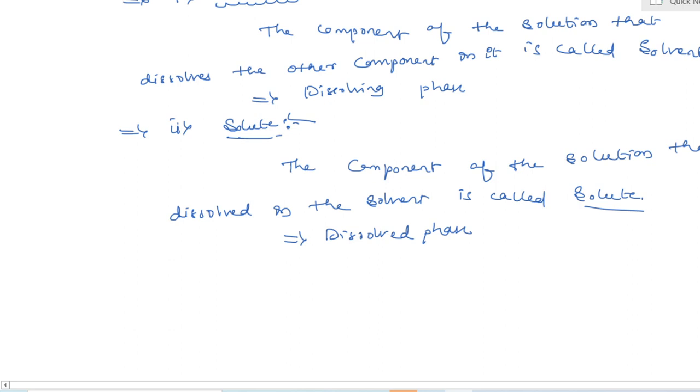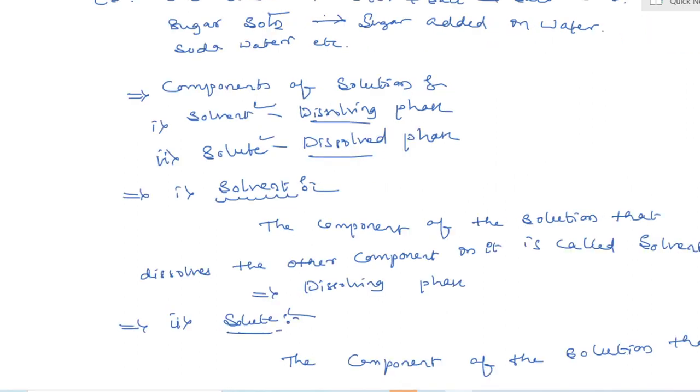What is a solution? A homogeneous mixture of two or more substances is called a solution. Here the components of a solution are, first, solvent, and second, solute. Solvent is termed as the dissolving phase and solute is termed as the dissolved phase. Solvent means the component of the solution that dissolves the other component in it. Solute means the component of the solution that dissolves in the solvent. Yes, my dear students.